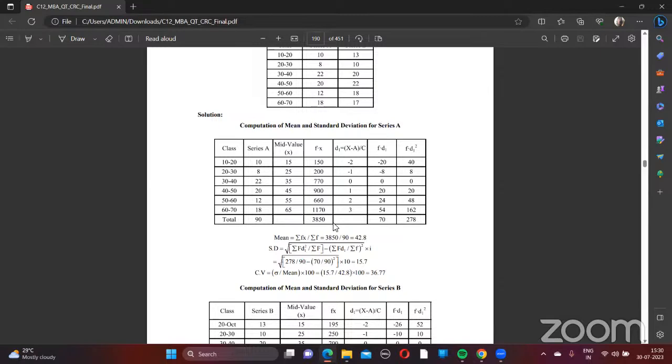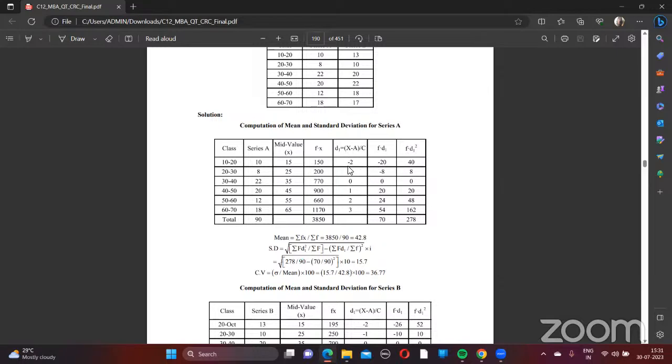Most of the time, this will be in the form of ones and twos only, because we reduce the total observations to 1, 2, 3s by dividing with C, the class interval difference. Then we get D1. This is multiplied with the frequency F, giving F into D1, that is FD1. This FD1 multiplied again with D1 gives you FD1 square.